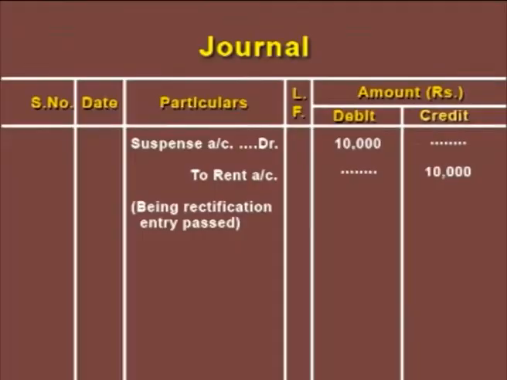Further, as we understand in the previous example, as only one account is affected, the other account will be suspense account. So, the required rectification entry will be suspense account debit to rent account. The amount is 10,000 rupees.